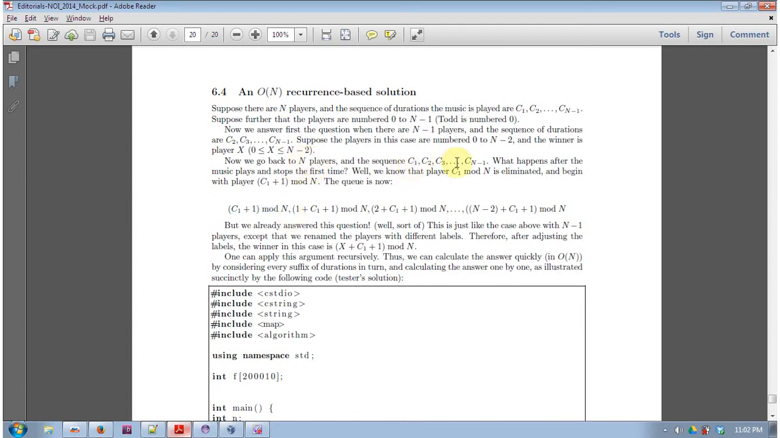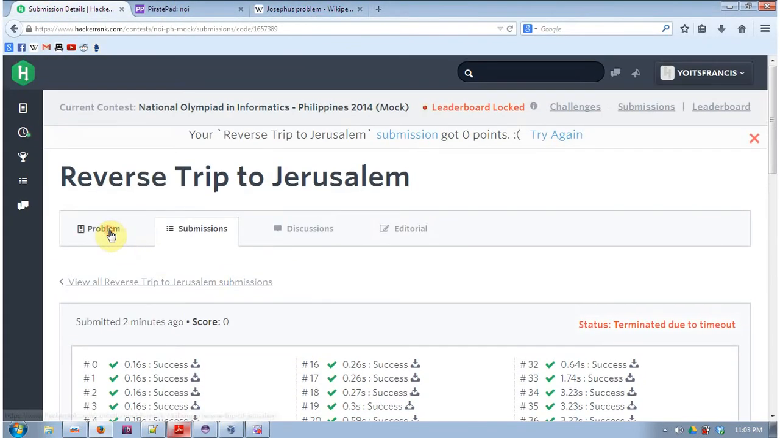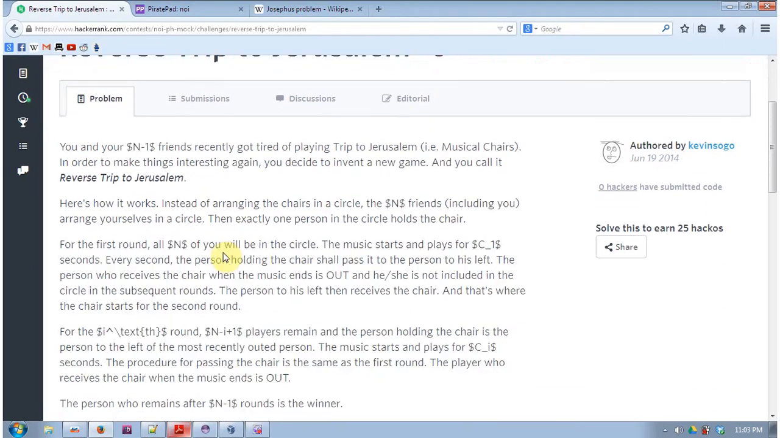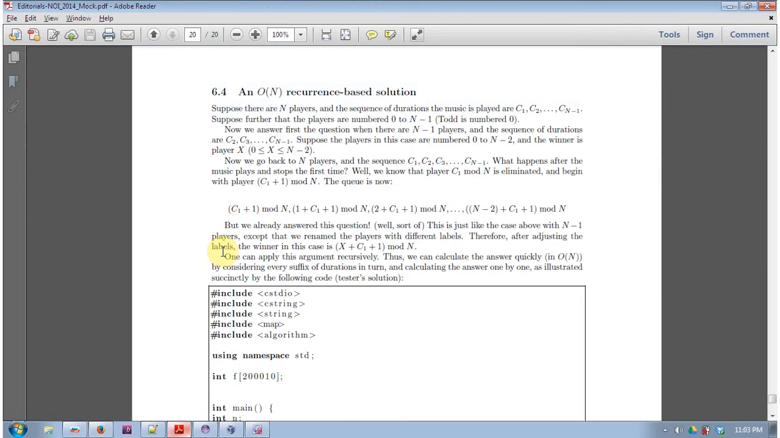So we have n players for the sequence C1 up to Cn minus 1. What happens after the music plays and stops the first time? Okay, let's go back to the problem. For the first round, all n of you will be in a circle. After the first music stops, the position C1 mod n has been eliminated.